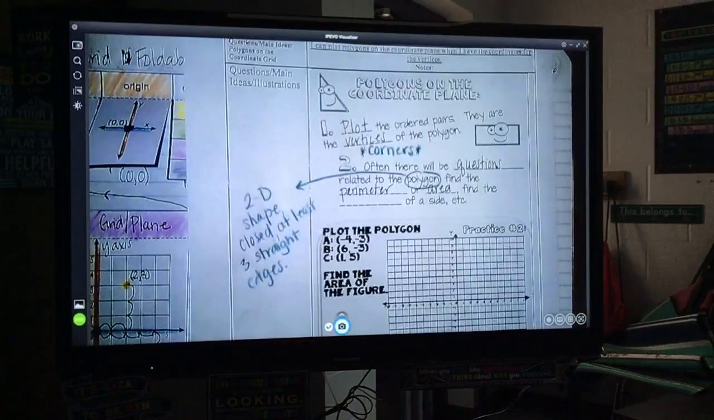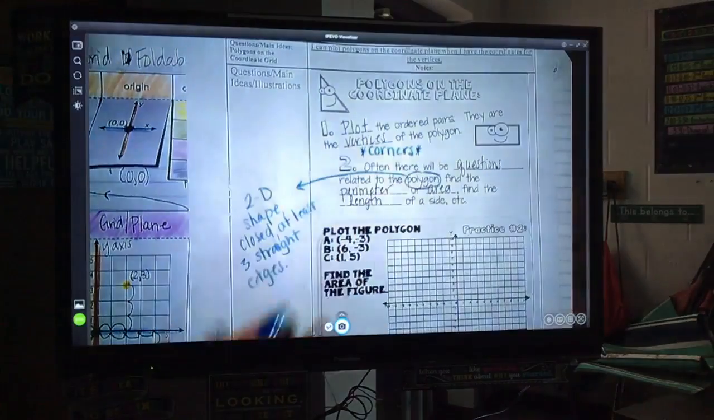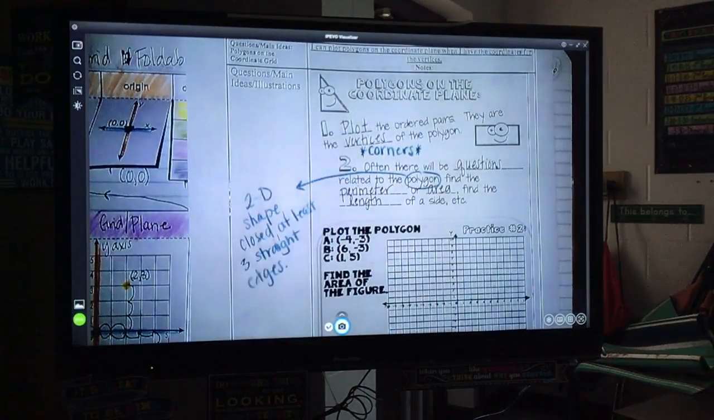Alright. So you might also have a question that says, find the length of a side, or find the base of a side, or just things that have to do with area. So now do you guys kind of understand why we're doing coordinate grid right now? Because essentially we are going to be finding area and perimeter on these.